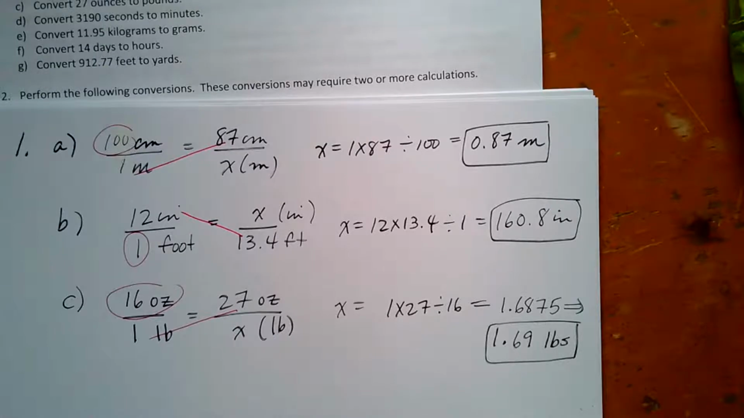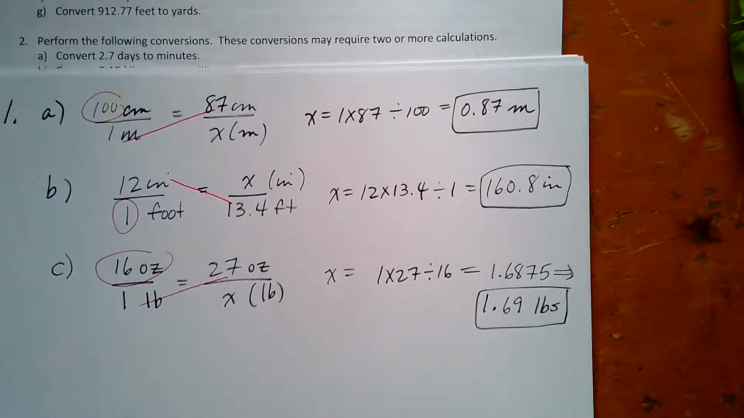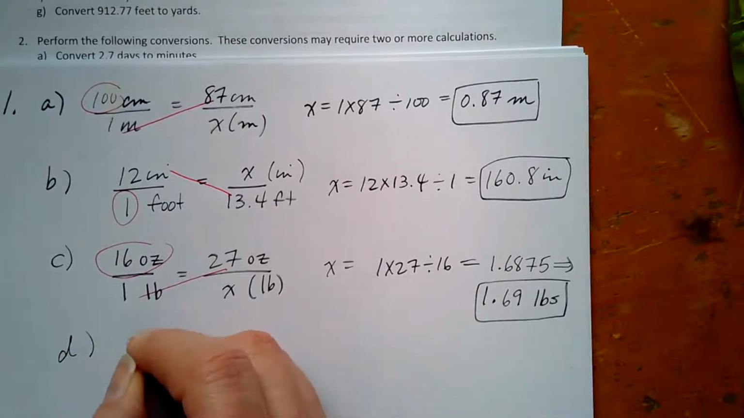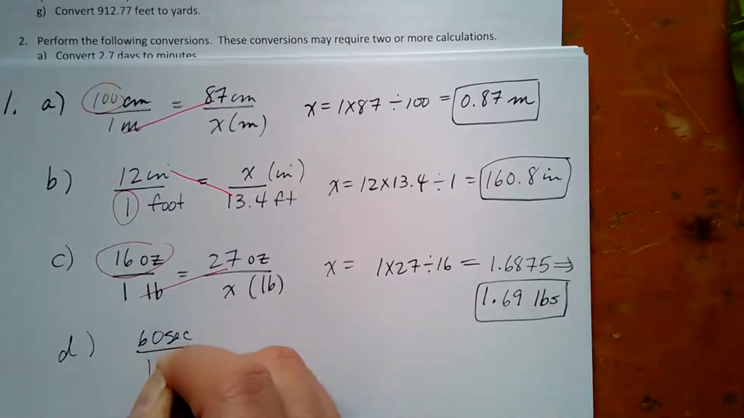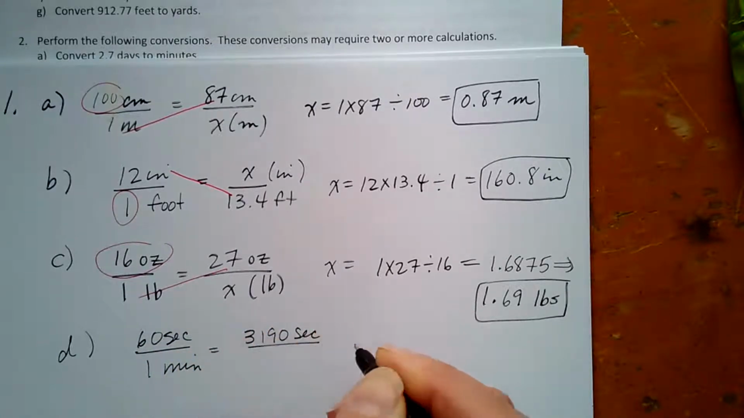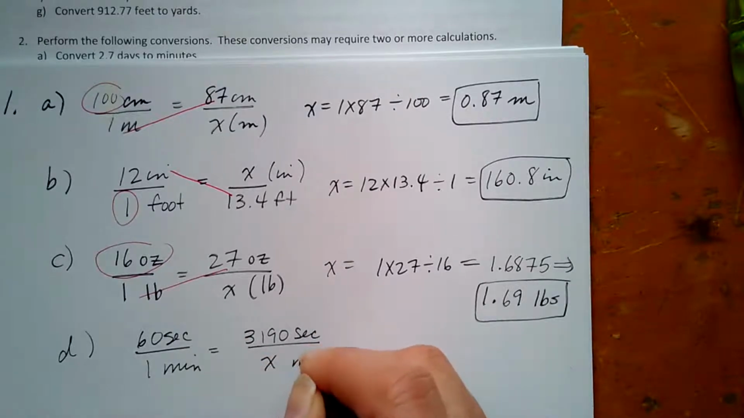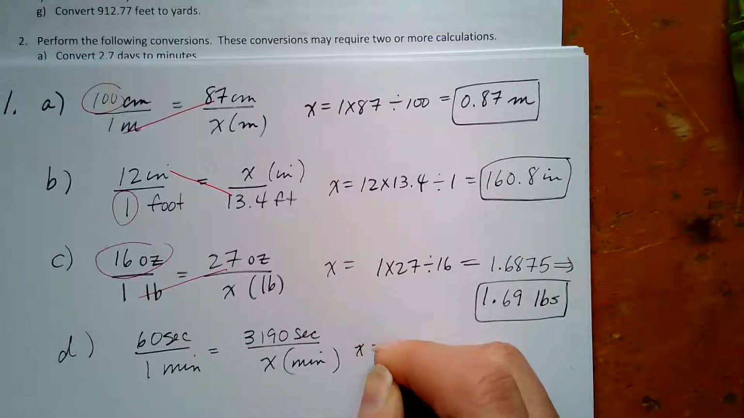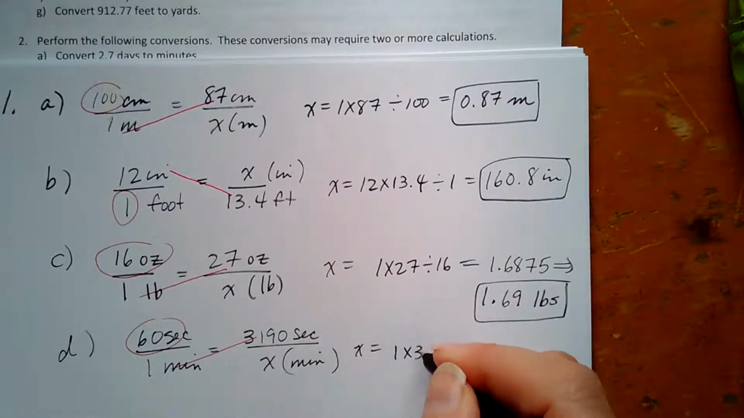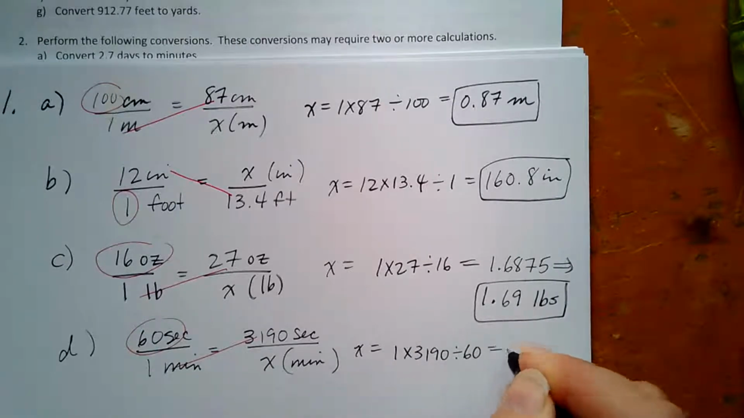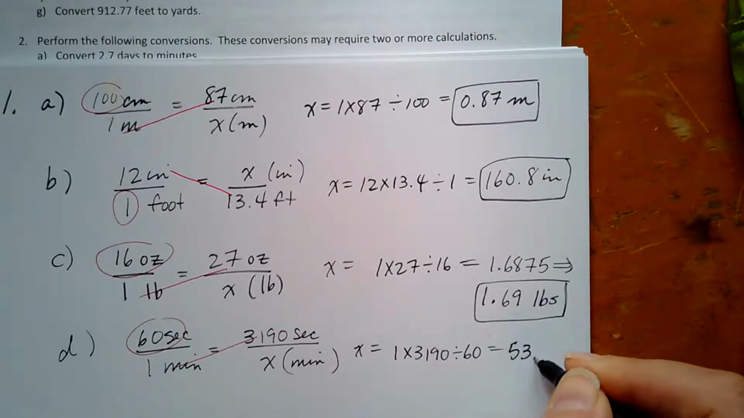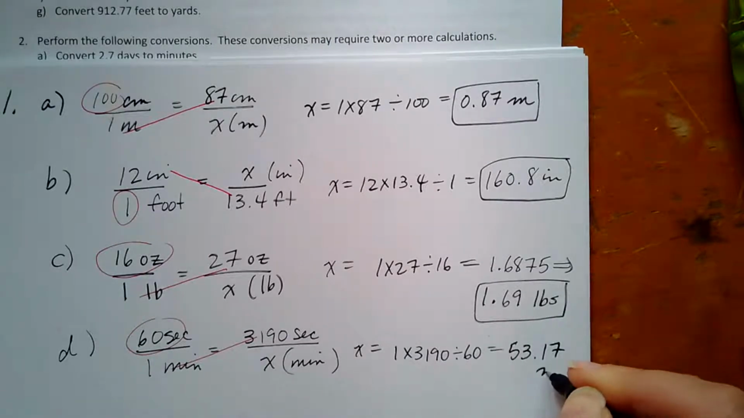Let's keep going in number 1, I guess. Seconds to minutes. So 60 seconds equals 1 minute. So 3190 seconds equals X minutes. So once again, multiply, divide. Again, if you can do the shortcut method, by all means. So rounded, I get 53.17 minutes.